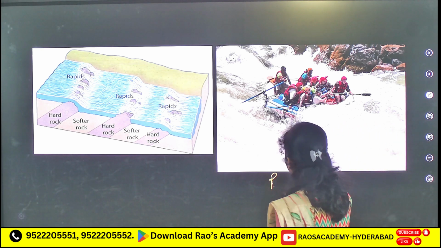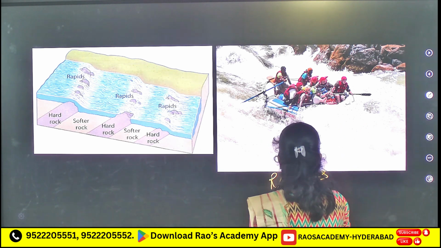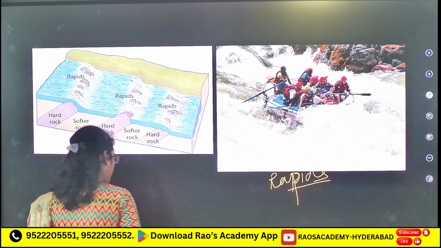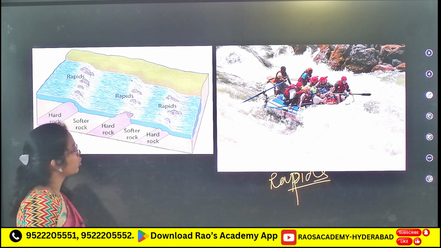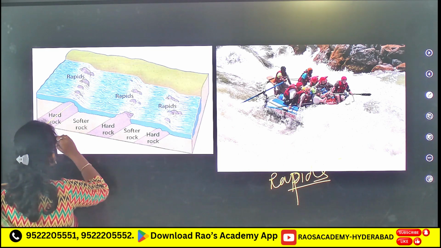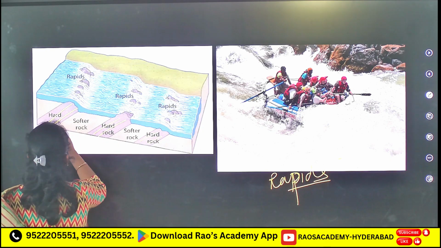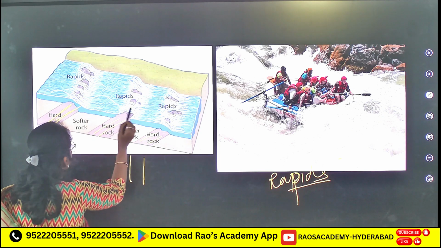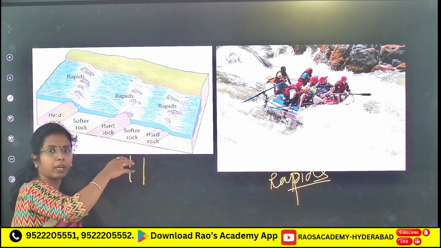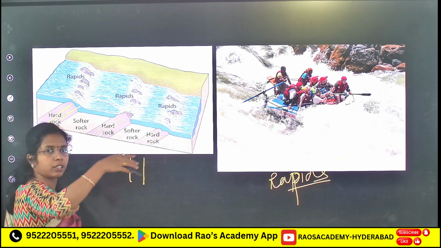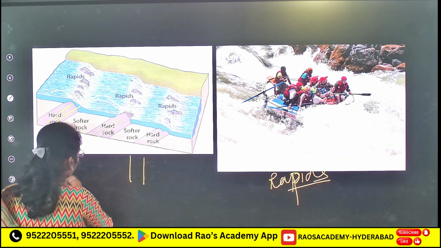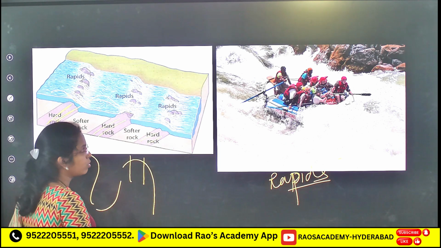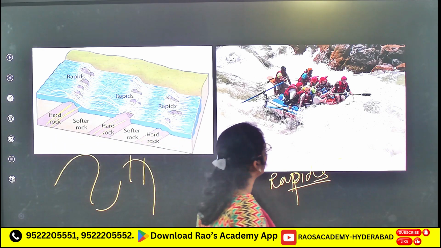Now these are the rapids. Rapid rafting, water rafting, you know, rapid. Here also you will see differential erosion. There you have seen vertical, here fast moving, when suddenly the slope differs, the water moves like this, sudden fast movement, like ups and downs, that rafting is known as rapid rafting.